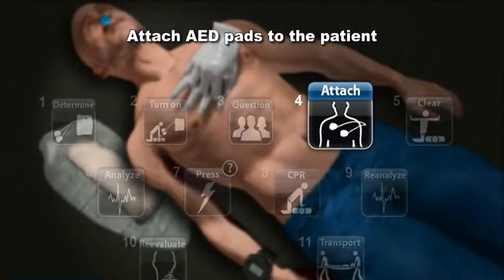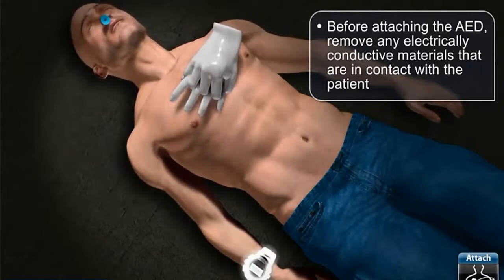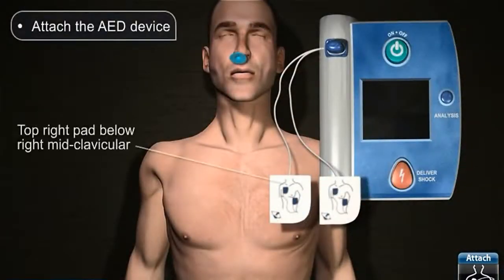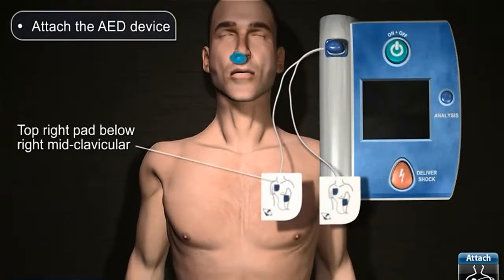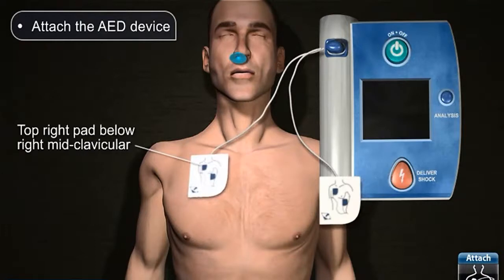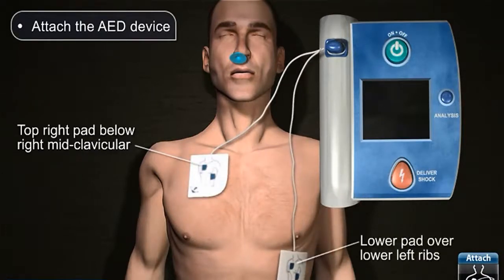Attach AED pads to the patient. Before attaching the AED, remove any electrically conductive materials that are in contact with the patient. Remove the backing from the pads and attach the AED pads by placing the top right pad below the right midclavicular area and the lower pad over the lower left ribs in the mid-axillary area.